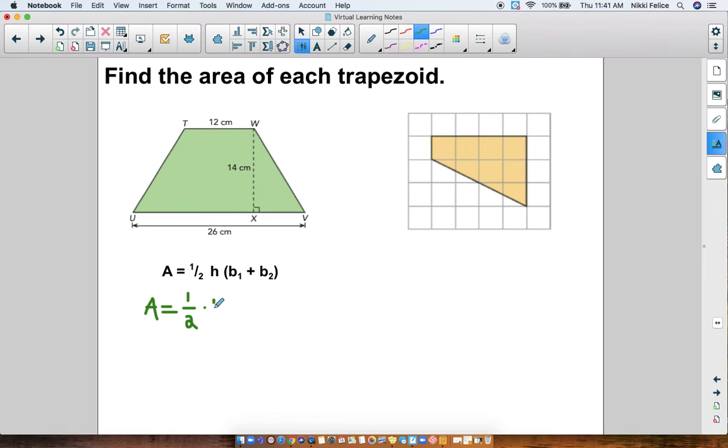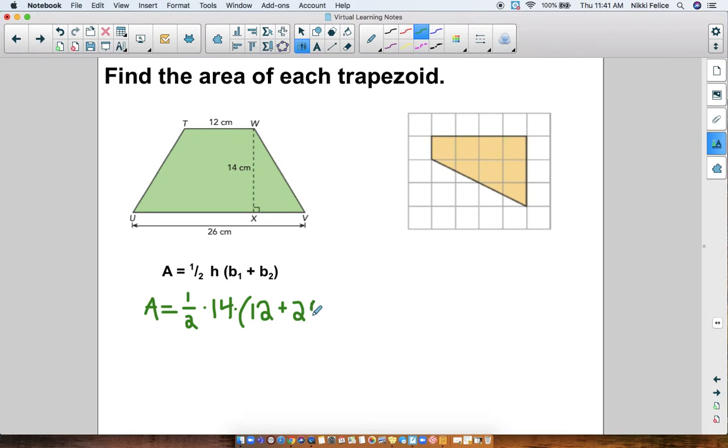So 1/2 times 14 times the sum of the bases, so base 1 and base 2. It doesn't really matter which one you call base 1 or base 2 because you're just going to be adding them together. So 12 plus 26. Let's write all that out.